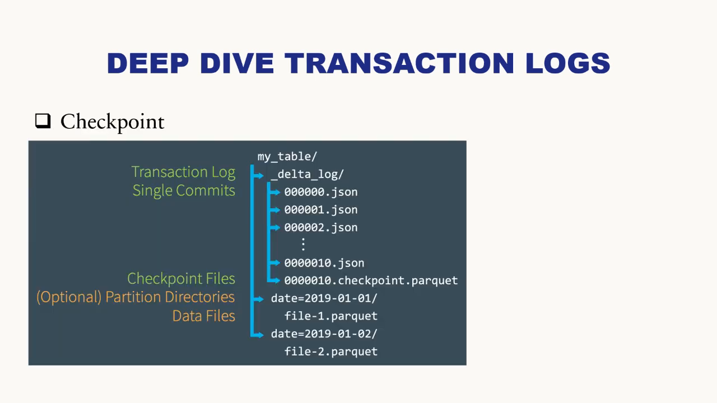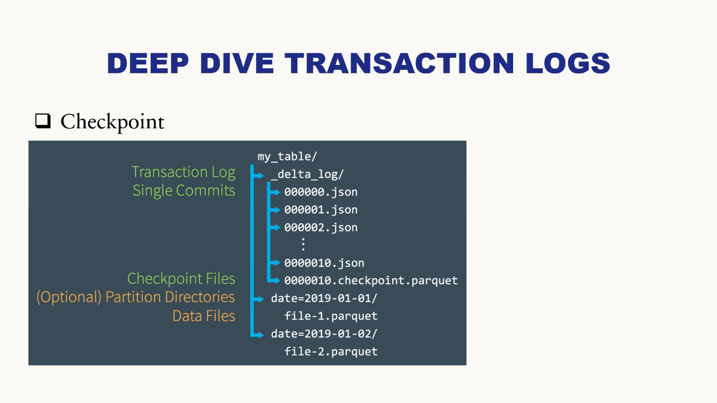So one important aspect of the transactional log is that at a certain number of commits, a checkpoint file, Parquet, in the log file is created, which is basically a snapshot of the table at that version. The reason for that is that with the history of the table, a lot of commits happen, and then it gets to a point that you can do a snapshot.